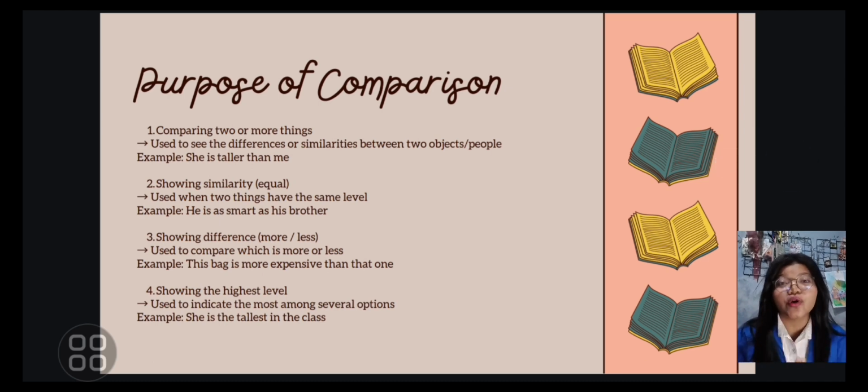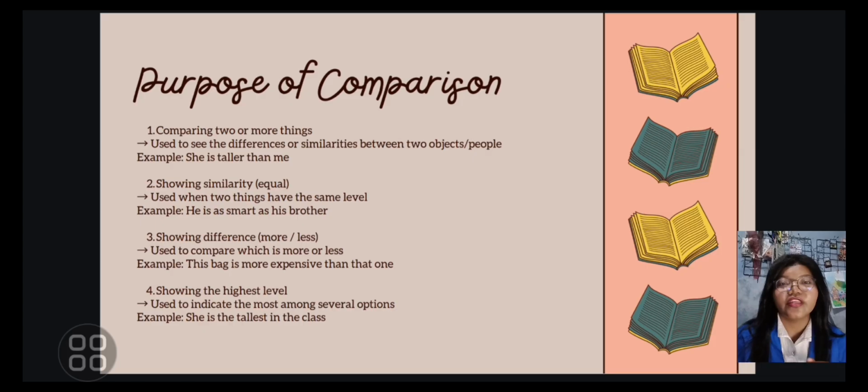One, comparing two or more things is used to see the differences or similarities between two objects or people. Example: she is taller than me. Two, showing similarity or equality. Use it when two things have the same level. Example: he is as smart as his brother.